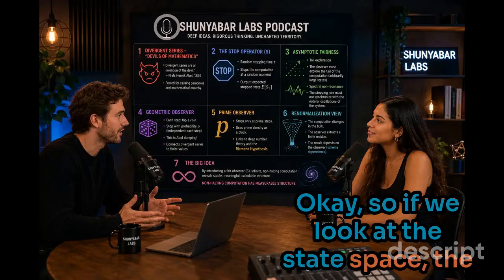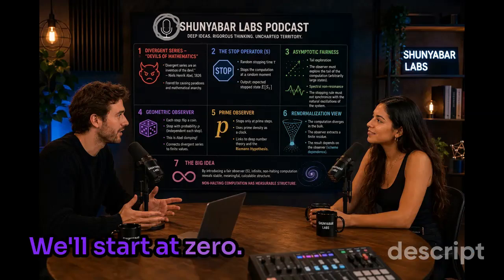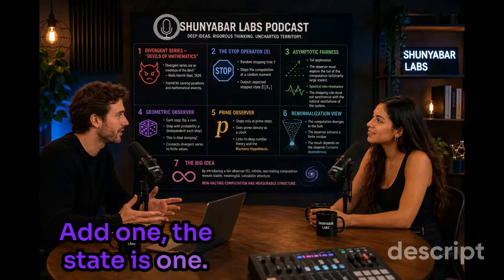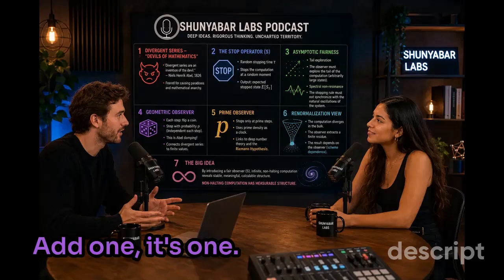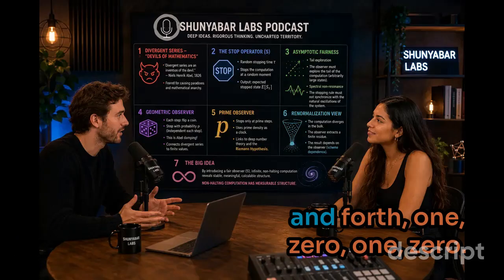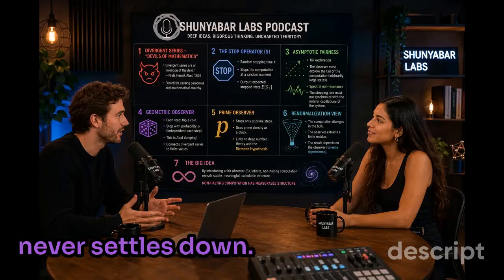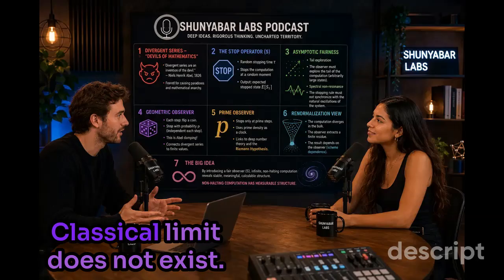Okay, so if we look at the state space, the running total of where the program is, what does it look like? We'll start at 0. Add 1, the state is 1. Subtract 1, the state is 0. Add 1, it's 1. Subtract 1, it's 0. The program just violently flickers back and forth. 1, 0, 1, 0. It never escapes to infinity, but it never settles down. Classical limit does not exist.